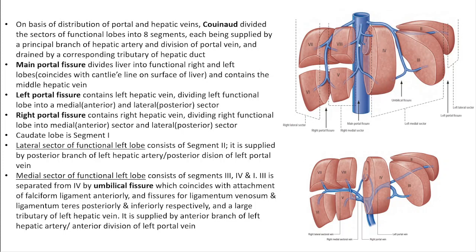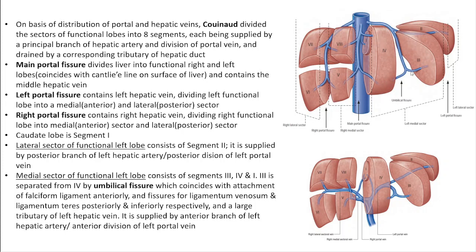These fissures between the functional lobes and between their divisions into medial and lateral sectors are called the portal fissures. The main portal fissure lies between the left and the right functional lobes, and this corresponds to Cantlie's line on the surface, and it contains the middle hepatic vein. The right portal fissure contains the right hepatic vein, and the left portal fissure contains the left hepatic vein. This is the umbilical fissure.